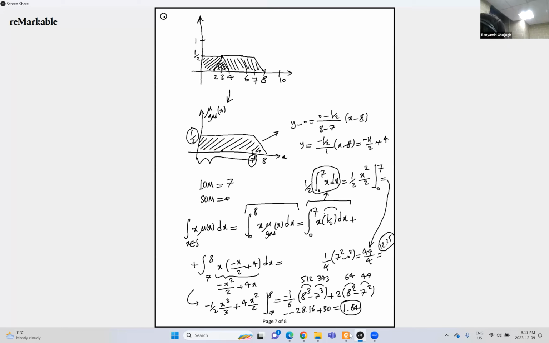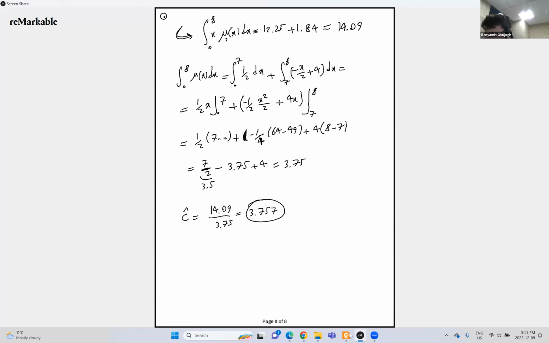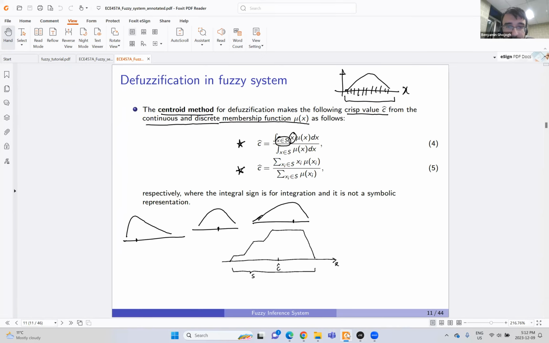And now let's see visually. We found 3.75, something like that. Yes, the centroid method is almost in the middle. So that's correct. We defuzzified by the centroid method. What about the bisector method?